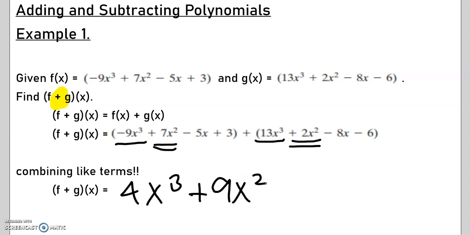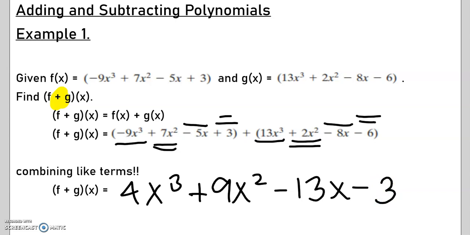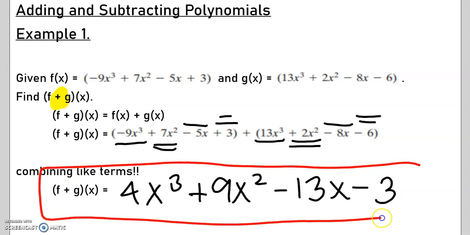Okay, let's take a look at the next like terms. I have a minus 5x. Remember, whatever sign is in front of the number comes with that number. Minus 8x. Okay, a negative 5 minus 8 is going to give me a negative 13x. And then our last is our constants, the plus 3 minus 6. 3 minus 6 gives me negative 3. And there it is, guys. Combine like terms, I just added 2 polynomials, added 2 functions together.